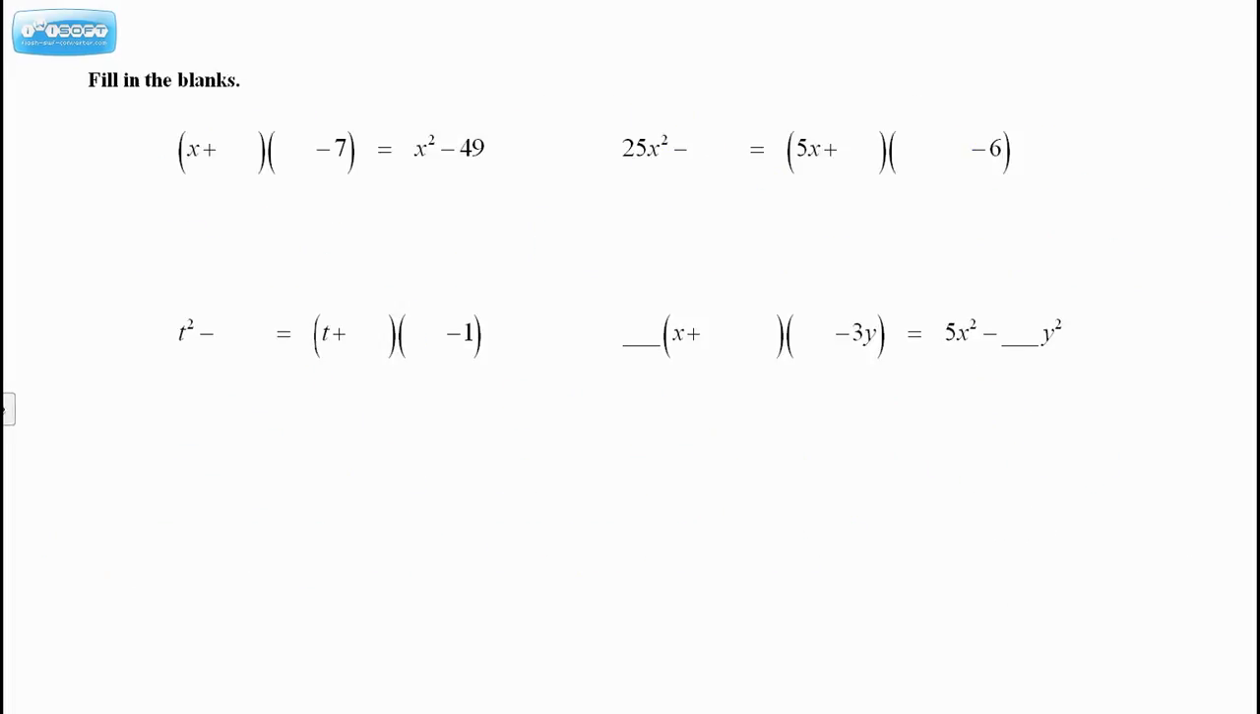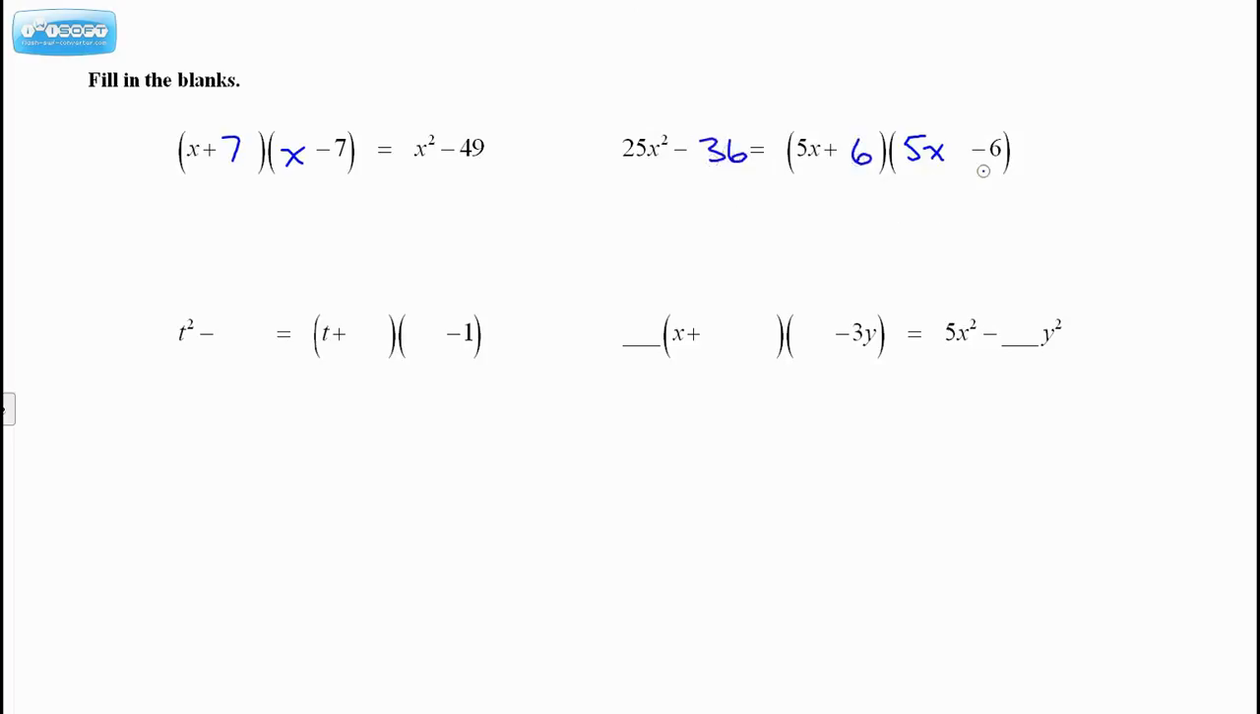All right, so for these examples, we're just going to fill in the blanks. Now, we are under the assumption that we're dealing with the difference of squares. So that's a squared minus b squared equals a plus b times a minus b. All right, so x squared minus 49, that would be x plus 7, x minus 7. That's simple. So I have 25x squared minus blank. Well, this would have to be 5x plus something. This is 5x minus 6. Well, that has to be plus 6, which means this had to have been a minus 36.